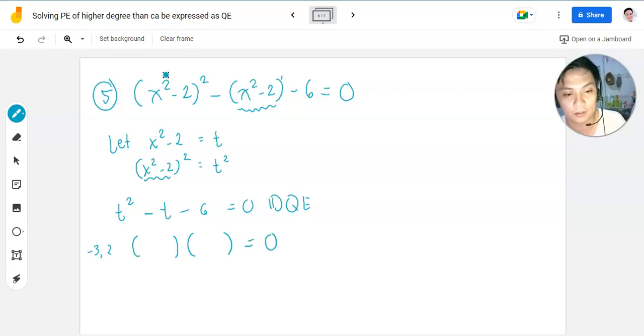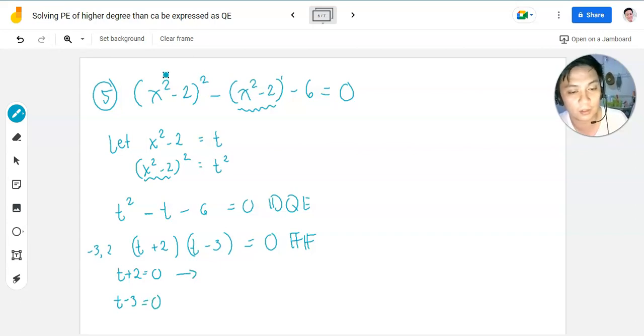So, equals 0. So, again, the first term in each binomial factor will be t, coming from the square root of t squared. And then, for this one, let's write positive 2, and then in here, negative 3. Although, of course, pwede namang mauna yung minus 3, tapos may plus 2 sa kabila. Remember, the factors, yung order nila, hindi naman nagmamatter because multiplication is commutative. So, this is the factored form already. So, we apply lang ZPP. So, t plus 2 equals 0, and then t minus 3 equals 0.